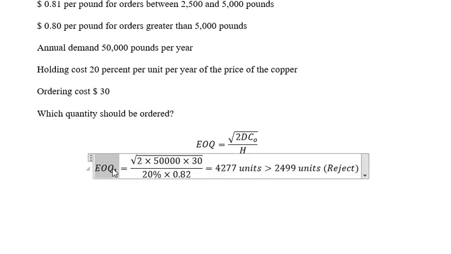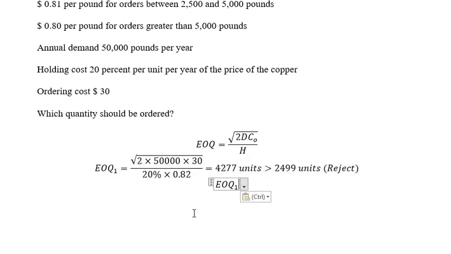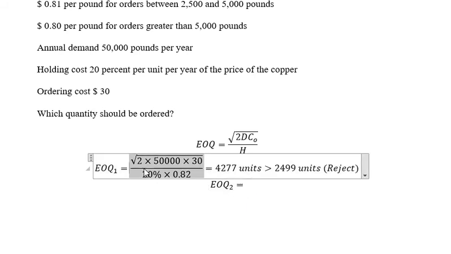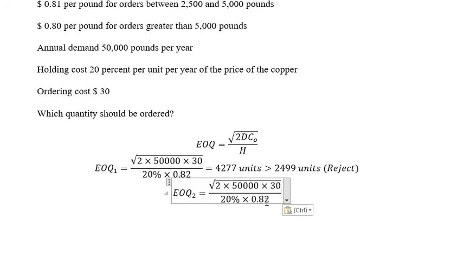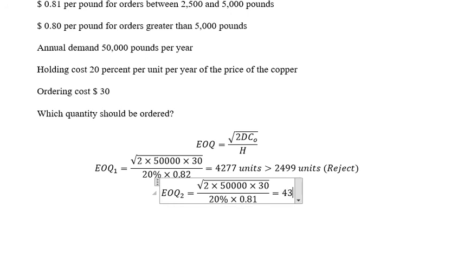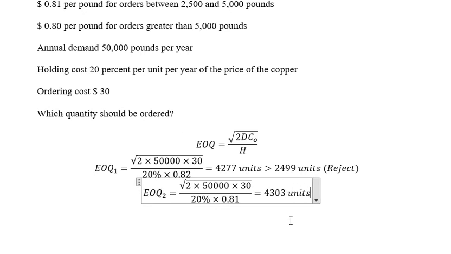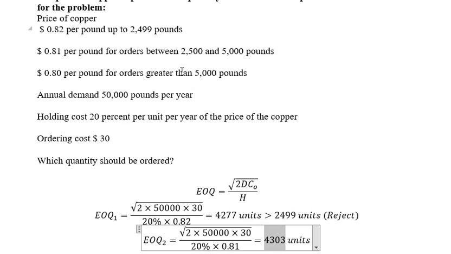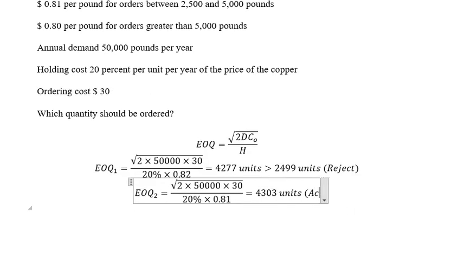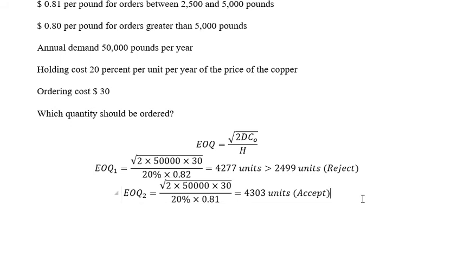Now let's go to EOQ2 and EOQ3. We use the same number but we change to 0.81, and we will get about 4,303 units. Because this number is between 2,500 and 5,000, so we can accept. Now we need to find the total cost of EOQ2.